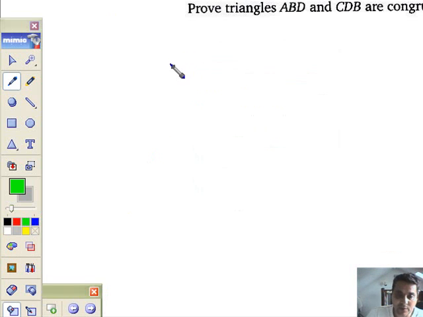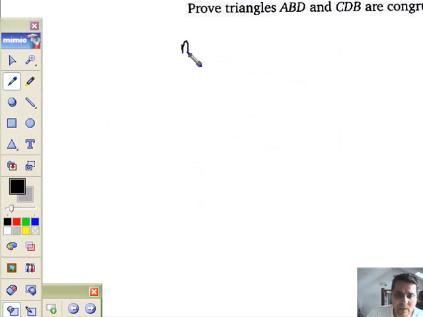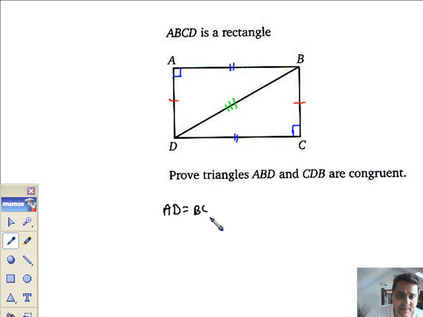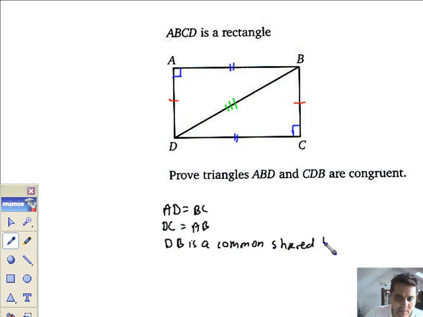So let's just take a look. I'm going to say that I don't stand out very well. Let's go for black for a change. I'm going to say that AD equals BC. I'm going to say that DC equals AB. I'm going to say that DB is a common shared hypotenuse.